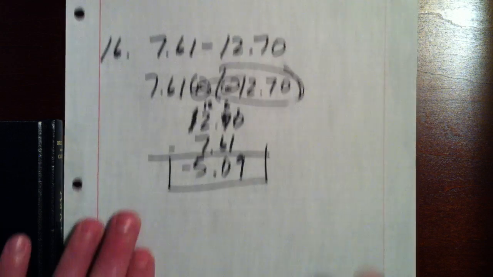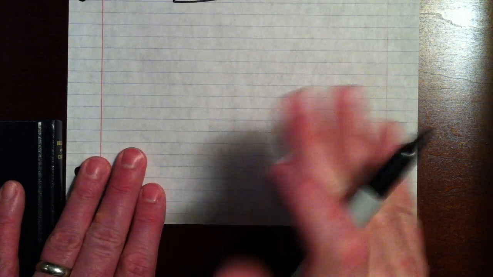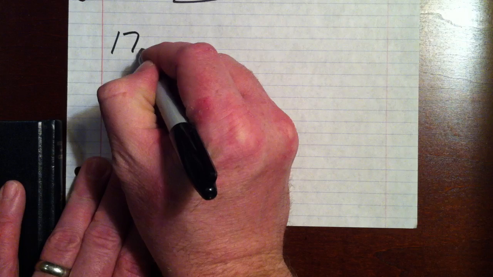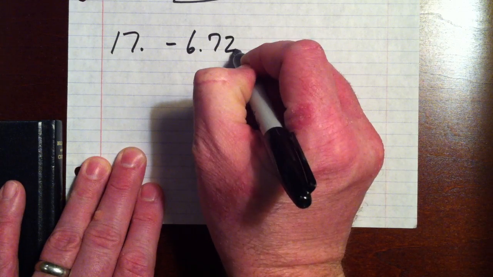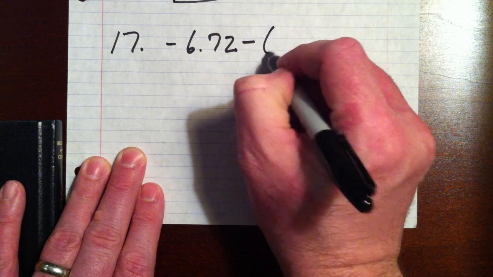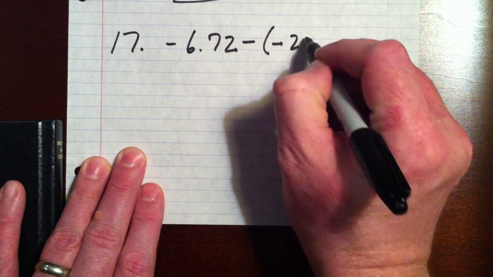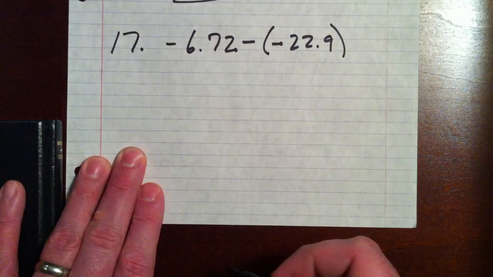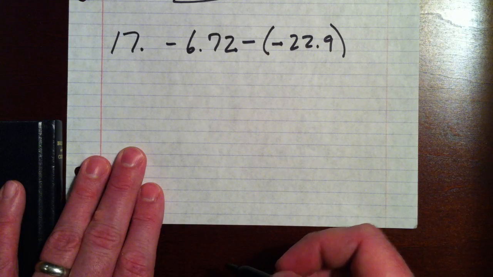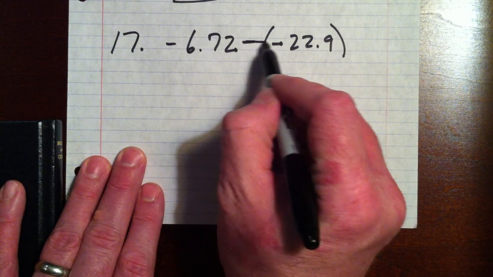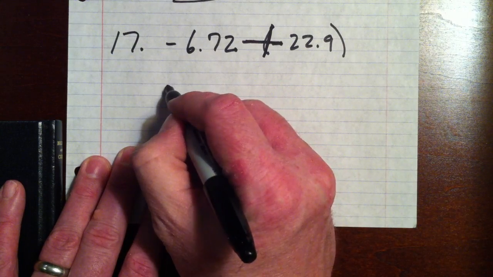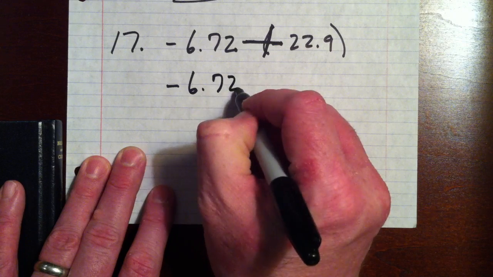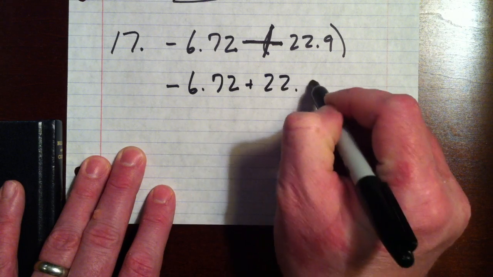And finally, number 17. We have a negative 6.72 minus a negative 22.9. Well, why don't we use our shortcut and go ahead and combine the two minus signs, making that a plus sign. So our new problem is negative 6.72 plus 22.9.